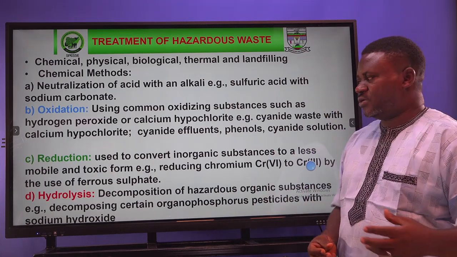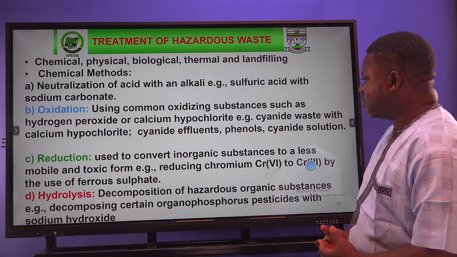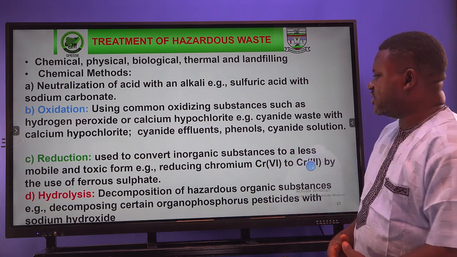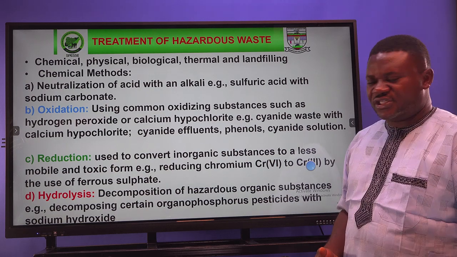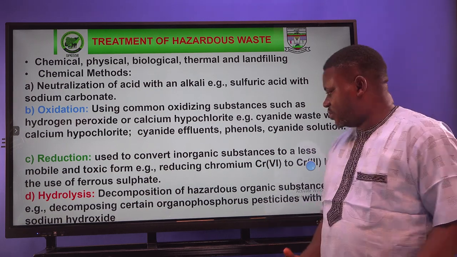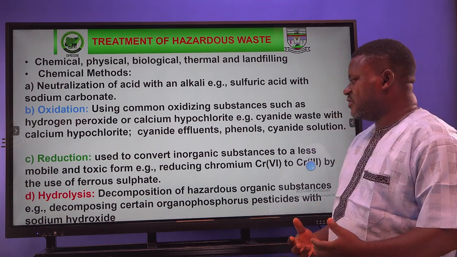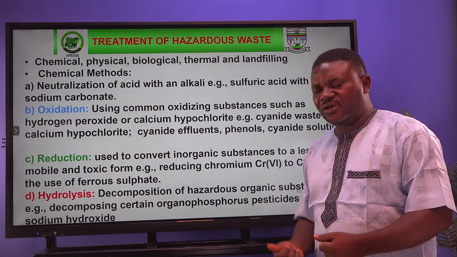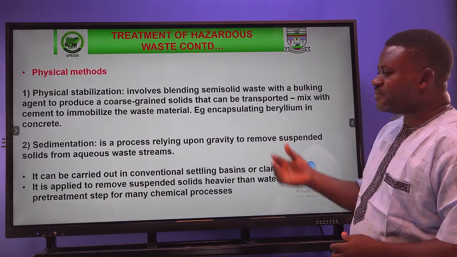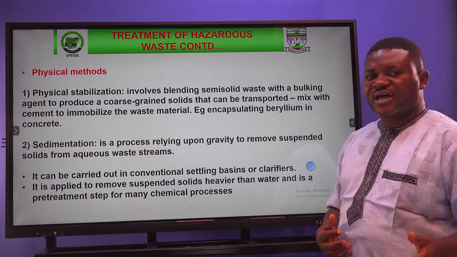Then we have reduction, which is also a chemical process, which converts the inorganic substance to a less mobile and toxic form. Then you have hydrolysis, which involves decomposition of hazardous organic substances, for instance, with sodium hydroxide or a mineral material. Then we have the physical methods.